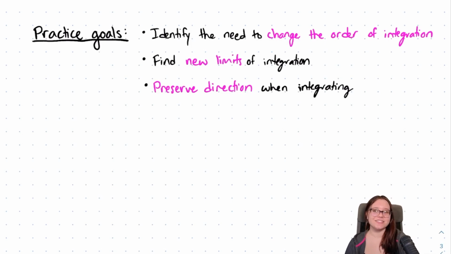Hey guys! Today we're going to practice identifying when we need to change the order of integration in a triple integral. We're going to figure out how to find the new limits of integration when we do need to change, and how to preserve which direction we are integrating. I know that a lot of my students were struggling with this, so I think this is a good thing that we should practice before the next exam.